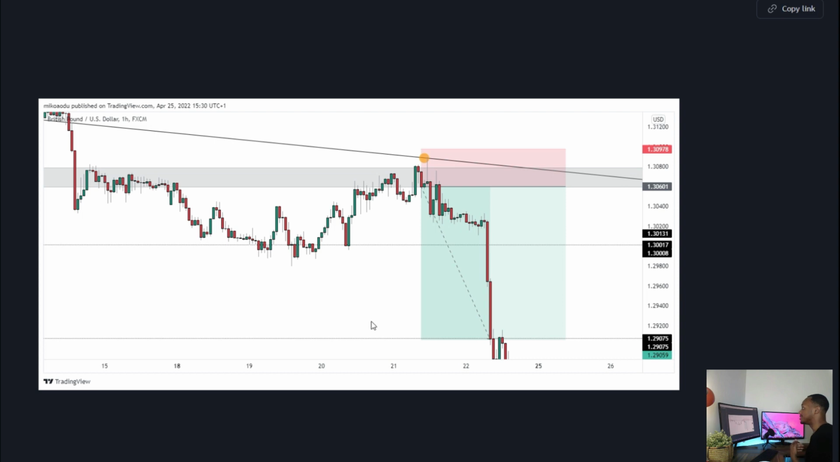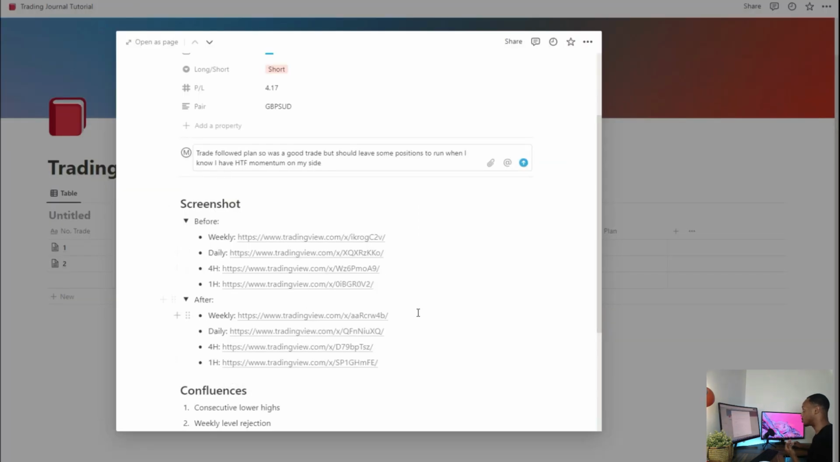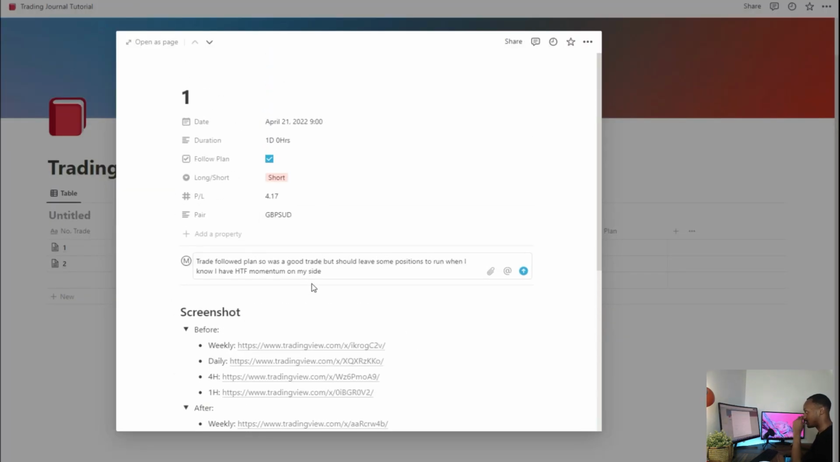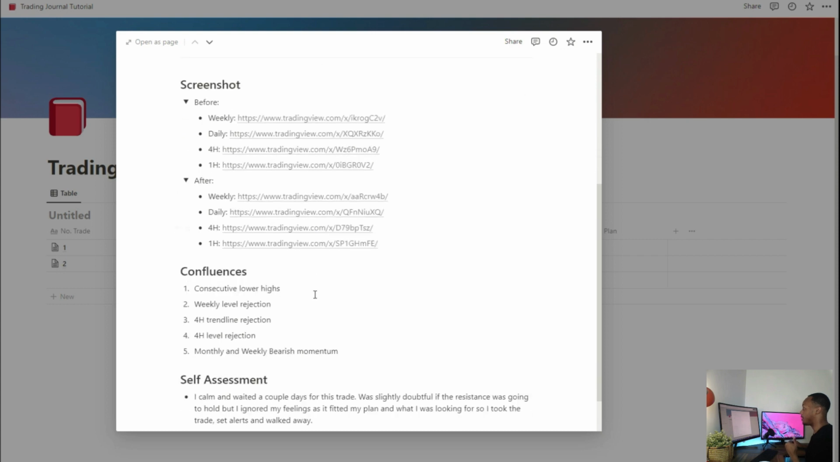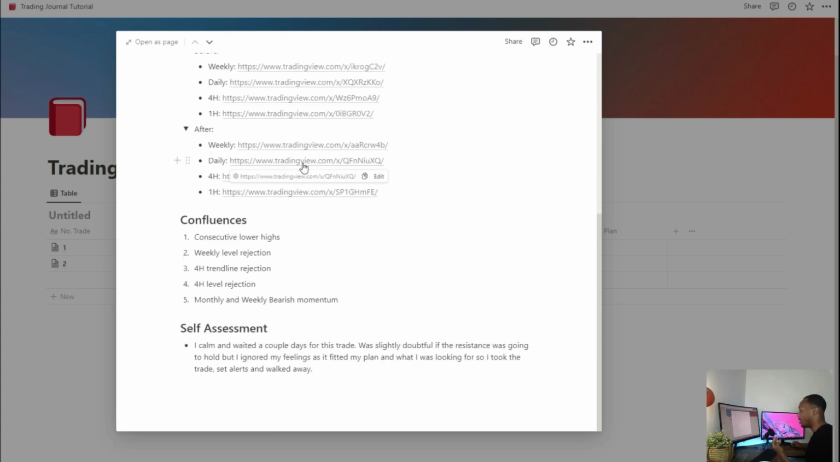But then in hindsight, it would have been good to leave a little bit to run to see if I can maximize my profits. So that was the thing I took away from this trade, and then I left it in the comment there. So here we get into real depth about the trade, the screenshots. We can see our analysis, we can see how it played out after. Confluences, again, you can tailor that to what you have in your trading system or whatever.